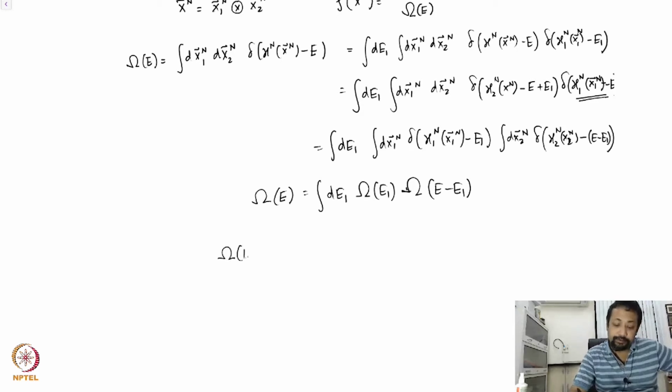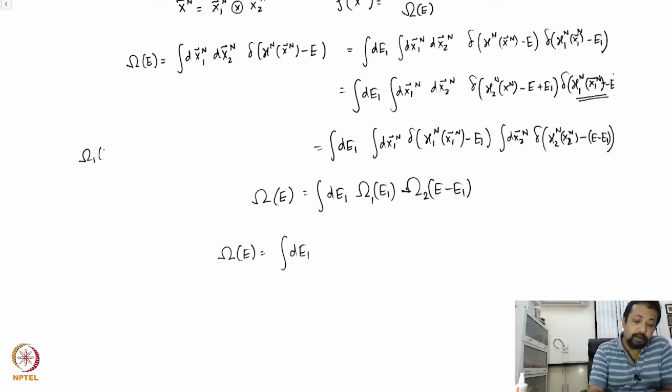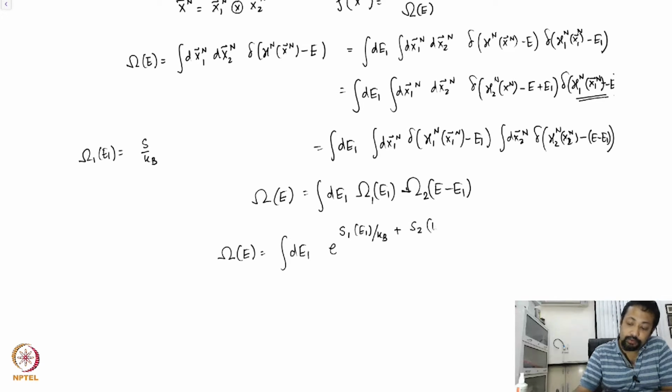So omega E is the integral dE1. This has to be omega 1 E1, this has to be omega 2 E minus E1, right? But omega 1 E1, from the definition of entropy, is the exponential of S over Kb. So this is the exponential of S1 E1 over Kb plus S2 E minus E1 over Kb. Correct?